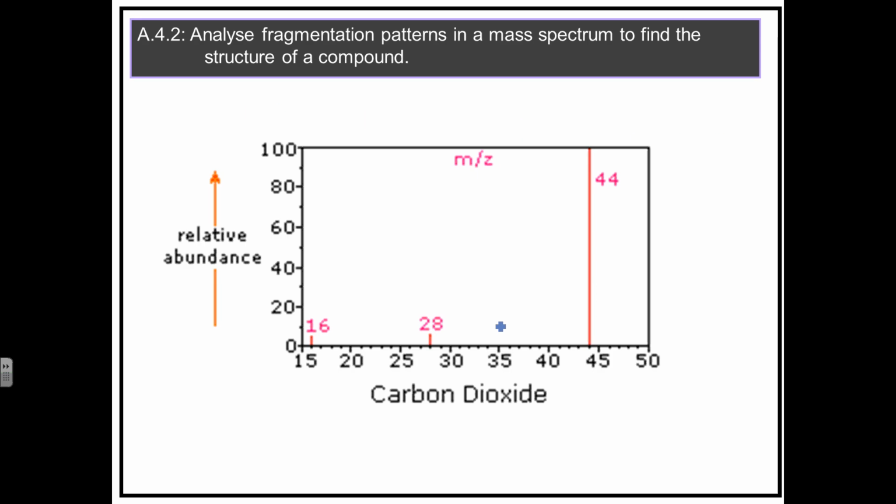Okay, so this is the spectrum for carbon dioxide. So carbon dioxide, as we know, it's CO2. It has two double bonds.